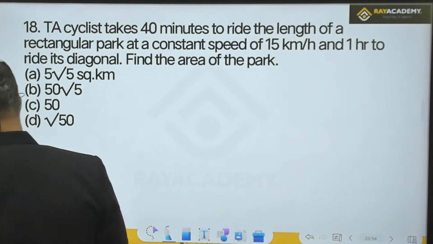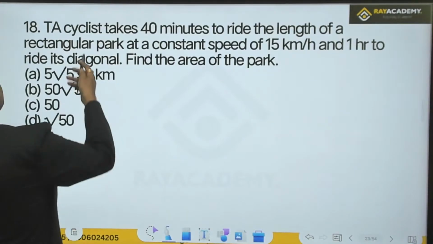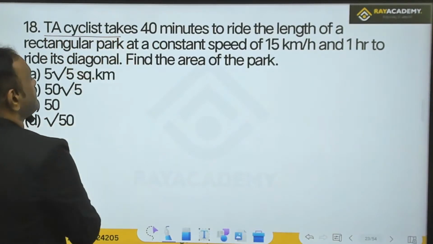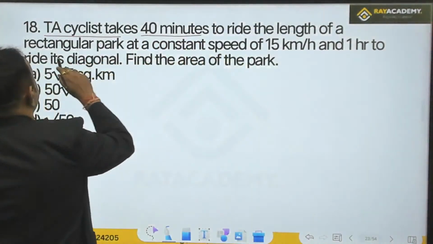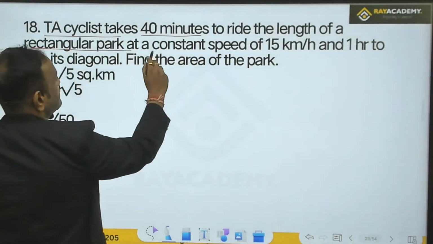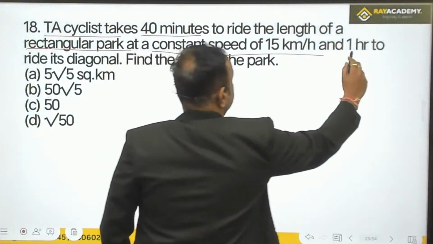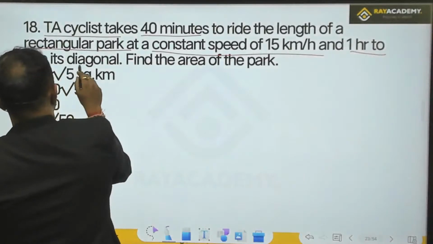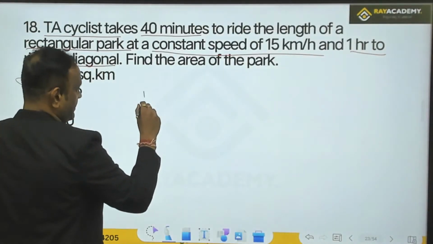Okay. Next question. A cyclist takes 40 minutes to ride the length of a rectangular park at a constant speed of 15 km per hour and 1 hour to ride its diagonal. Find the area of the park. The cyclist is some cyclist, the name is not important. So first you draw the rectangle.